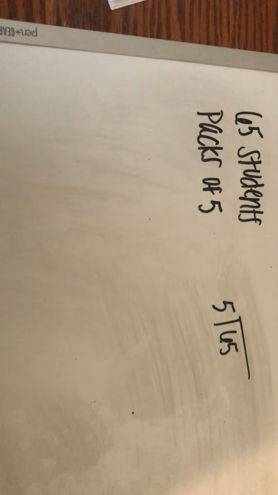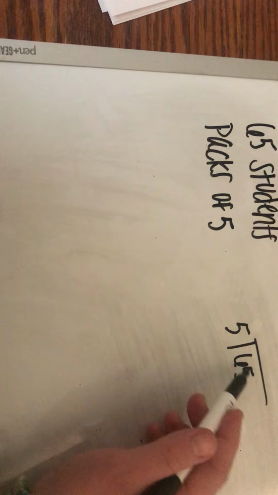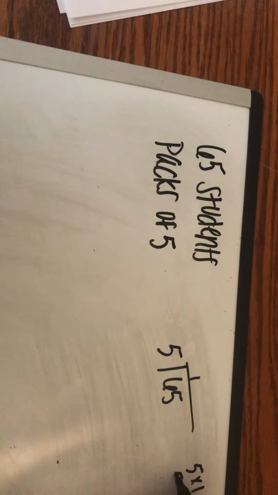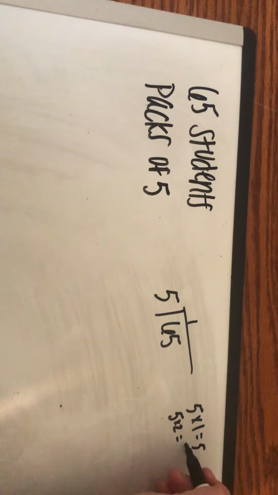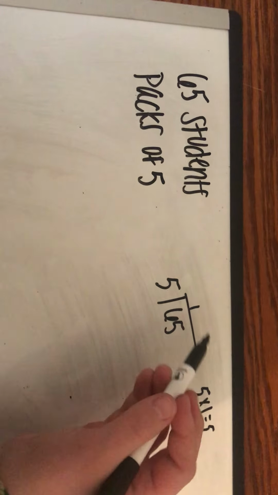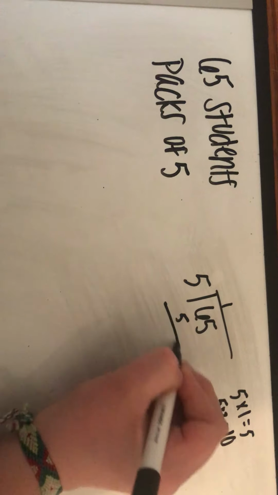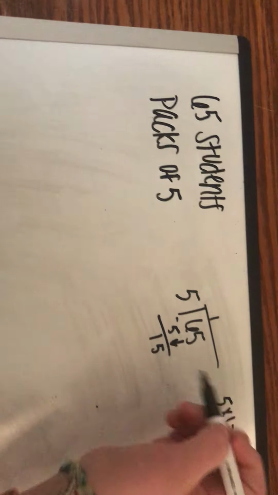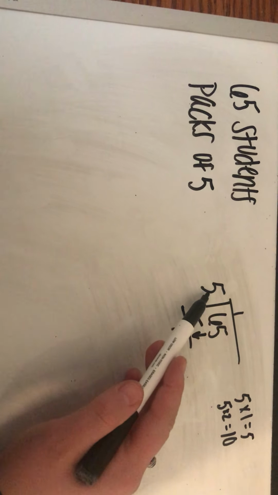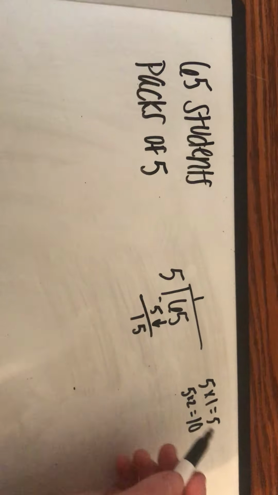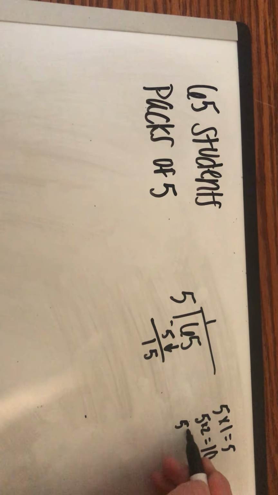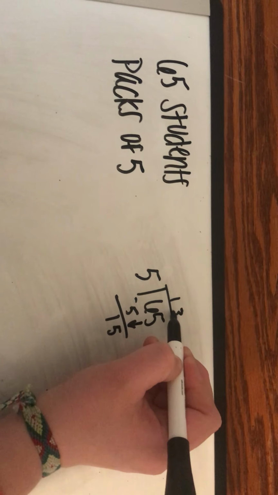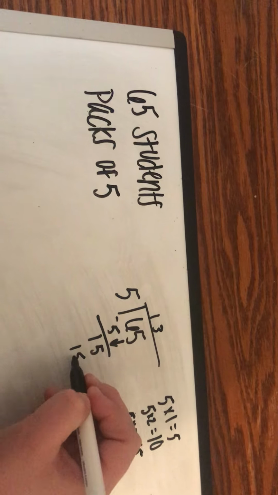When I look at this, I know 5 goes into 6 one time, because 5 times 1 is 5 and 5 times 2 is 10, and 10 is too much, so I need to stick with the 1. So 1 times 5 is 5. When I subtract that, I get 1. I need to bring my 5 down. And now I need to figure out how many times 5 goes into 15. Well, if I know 5 times 2 is 10, I know 5 times 3 is 15. So my 3 is going to go over my 5. 3 times 5 is 15.